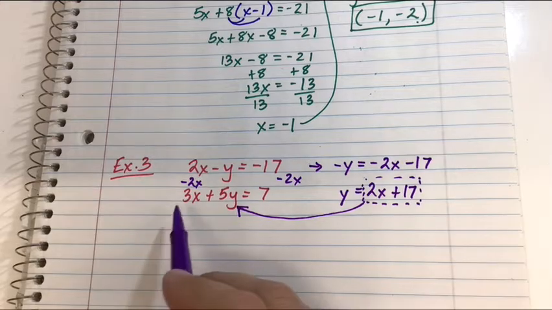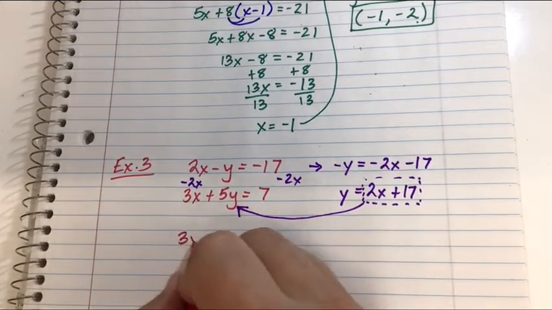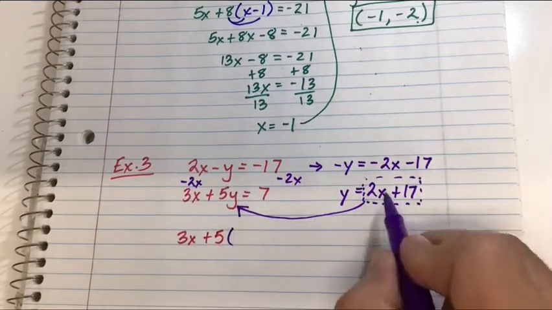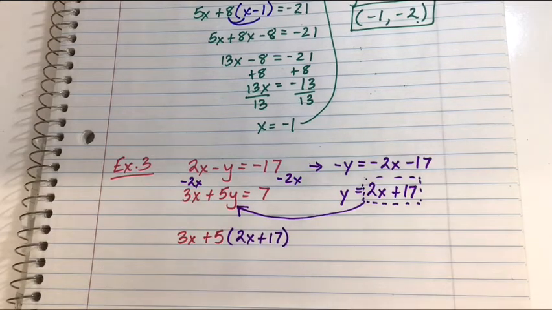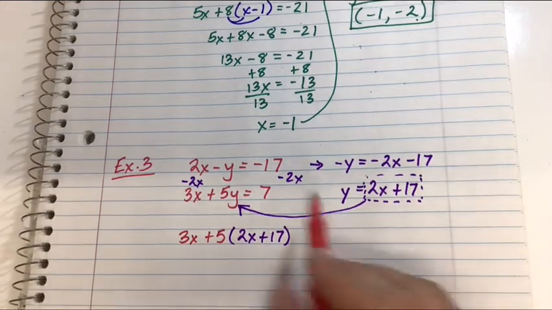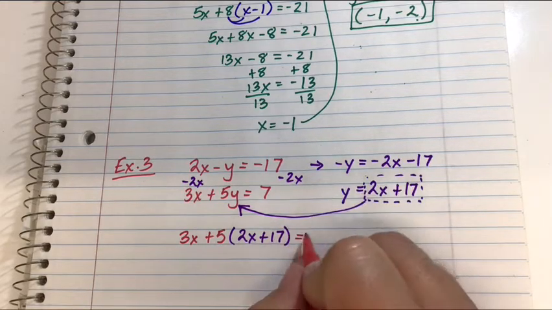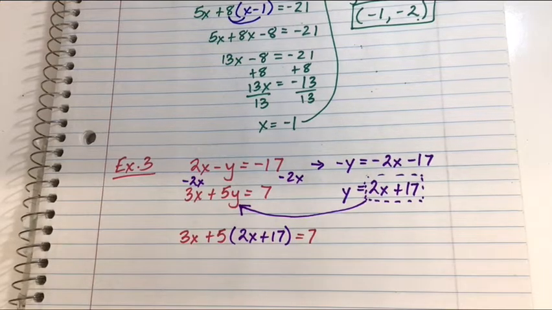Okay? So when I substitute, my equation looks like this. 3x plus 5 parentheses 2x plus 17. Okay? Because we're replacing the y value with this equal expression. That equals 7.